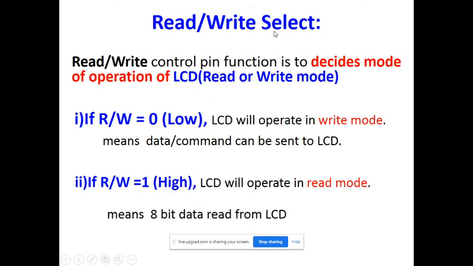Then regarding read and write, you know that it gives the direction of the data flow, whether information is moving from LCD to controller or controller to LCD. Suppose RW bar is equal to 0, means which action? Write action. Write action means data is moving from controller to LCD, means data is written into the LCD. And suppose RW bar is equal to 1, means the LCD is read by the controller, means information is moving from LCD to controller. Means you are performing a read action.